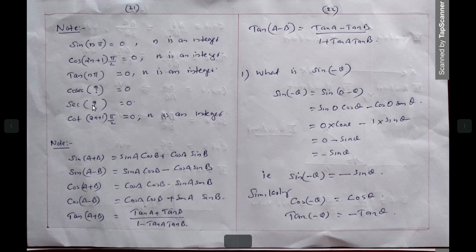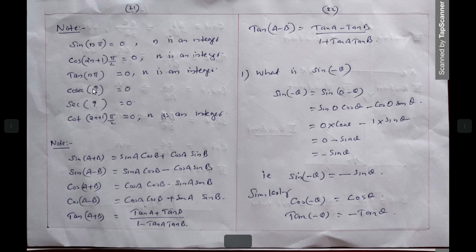Clear? And you learn this concept by heart. Sin n pi equal to 0, where n is an integer. Cos (2n plus 1) pi by 2 equal to 0, where n is an integer. Tan n pi equal to 0, where n is an integer. Cosec x equal to 0, then x is not valid.